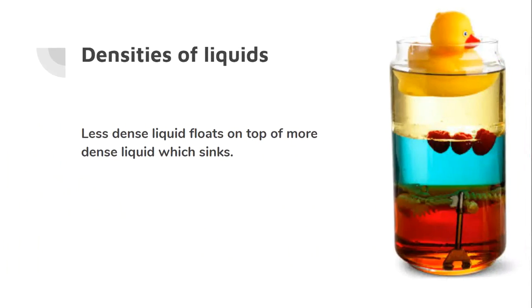Different liquids have different densities as well. Less dense liquids float on top of more dense liquids. In this picture, the liquid at the bottom is the most dense, whereas the one on top is the least dense.